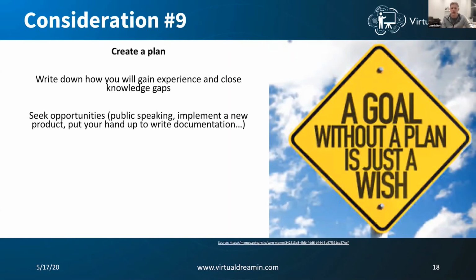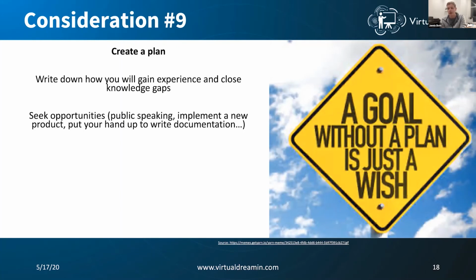Seek opportunities. So actively look at public speaking if that's something that you need to improve. Or if, I know you've never implemented Salesforce Service Cloud, make sure you find an opportunity that enables you to get experience on that. Ideally, where you work under somebody else that has a lot of experience in it that you can learn from.